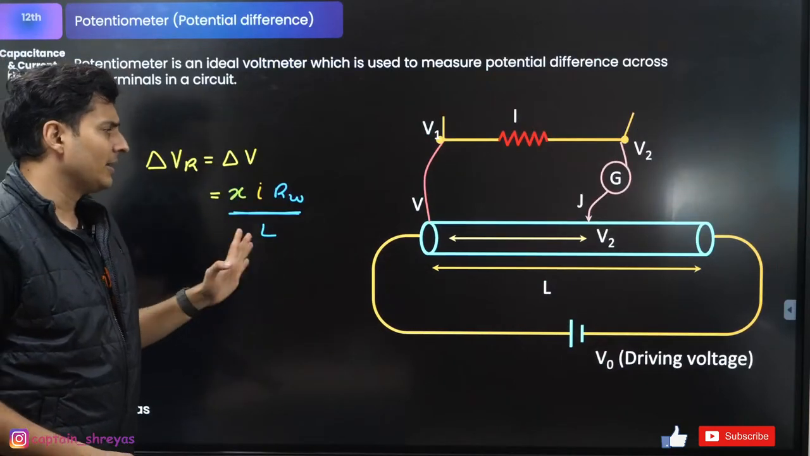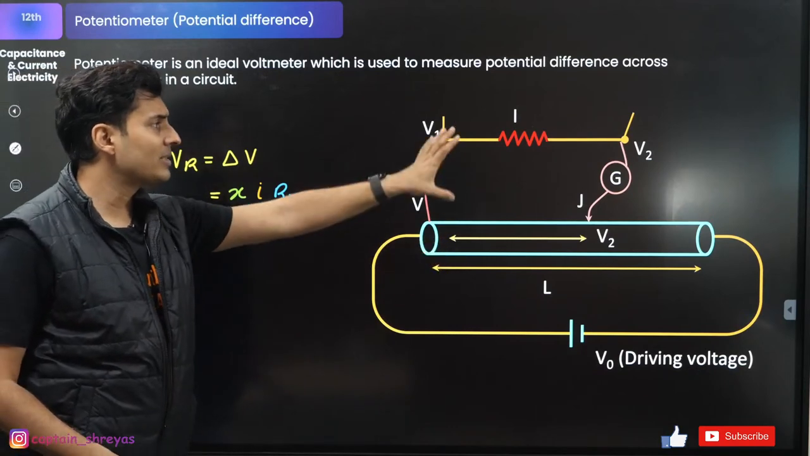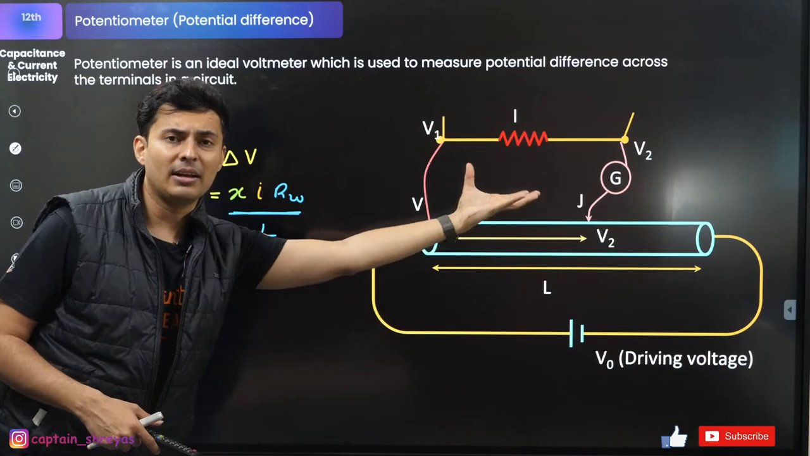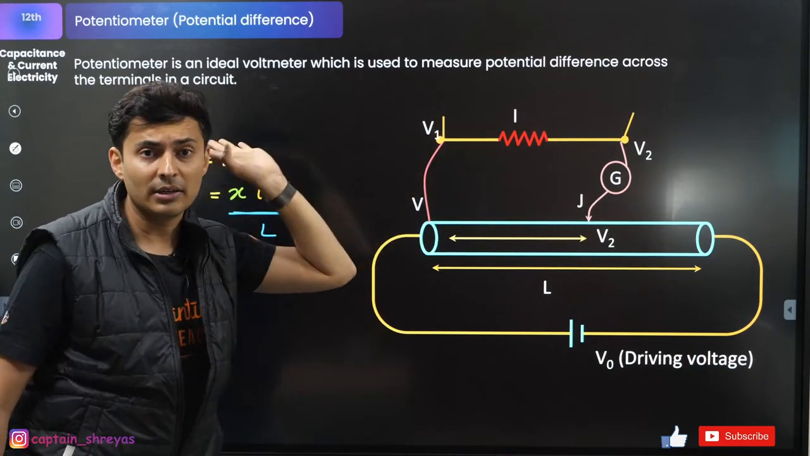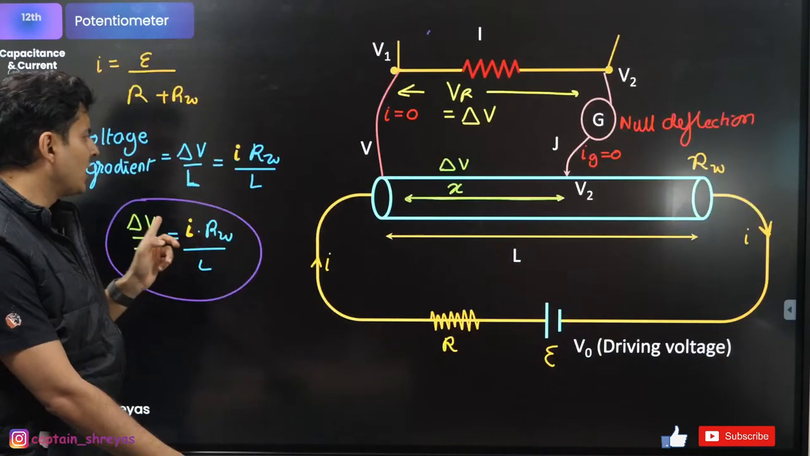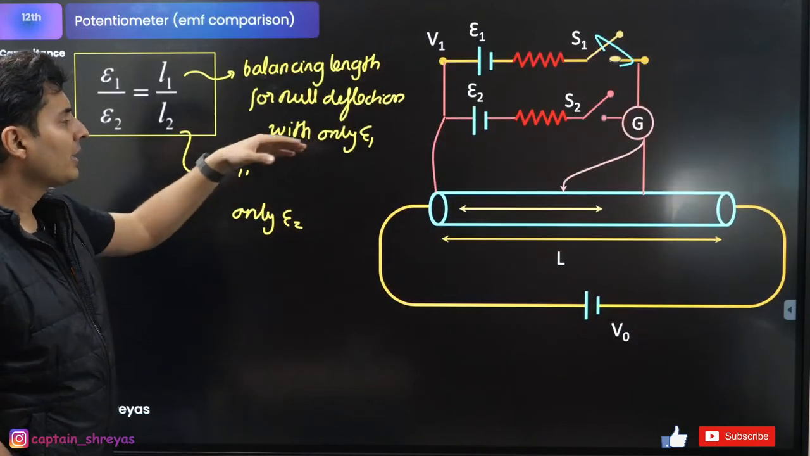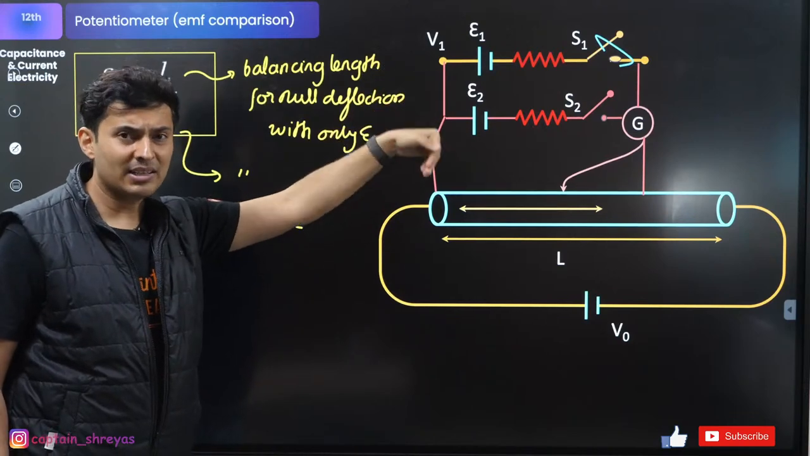It will be generally given that find the potential gradient, or a potentiometer setup is connected to this circuit. What is the voltage drop across the device? They'll directly give you an application oriented question. What is the voltage drop across it? Or what is the potential gradient? Sometimes they will give you this circuit, or they'll say for comparing EMFs, a potentiometer circuit is used.